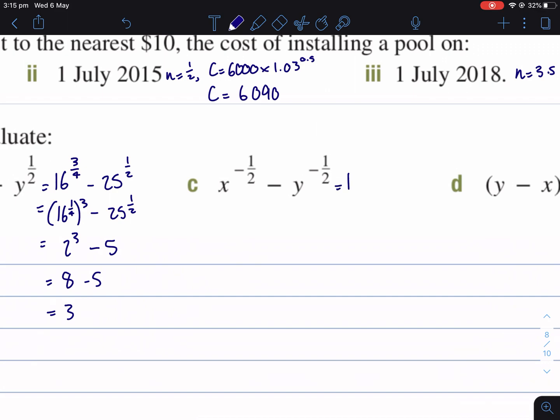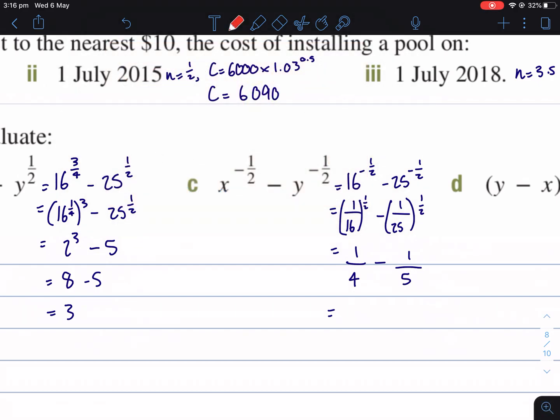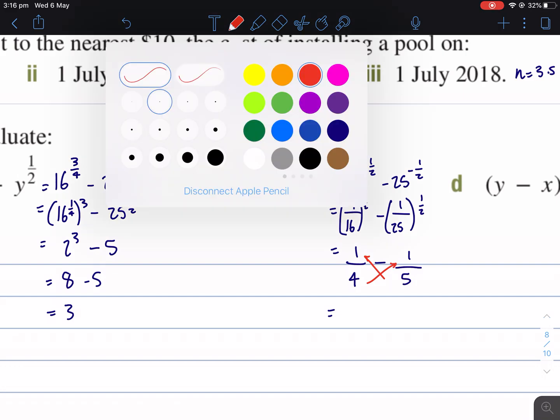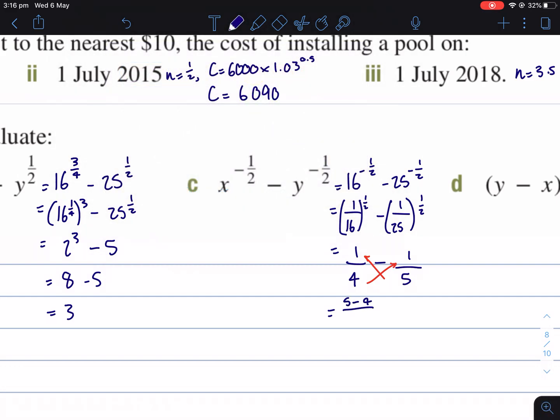Okay, 16 to the negative a half minus 25 to the negative a half. So it's 1 on 16 to the half minus 1 on 25 to the half. Sorry, technically these halves should be going... What's the square root of 1? 1. What's the square root of 16? 4. Minus, what's the square root of 1? 1. Square root of 25? 5. A quarter minus a fifth. Cross multiply. We're going to end up with 5 minus 4 over 5 times 4. So it's going to come out as 1/20.